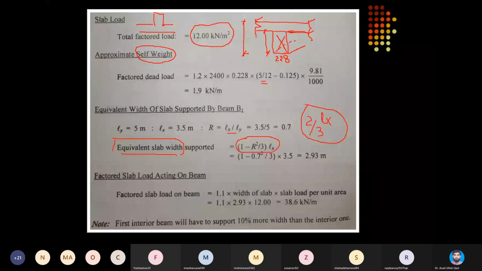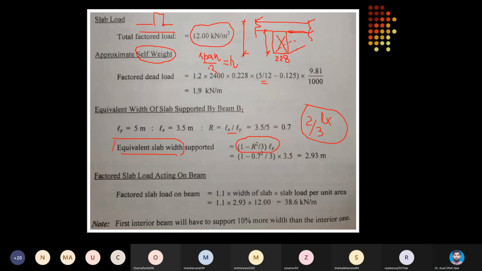Out of them, if I select one conservative selection, which is span by 12 as the depth of the beam, it will fulfill almost all the requirements. So a tentative H is selected in this problem in order to approximately estimate the self weight of the beam.